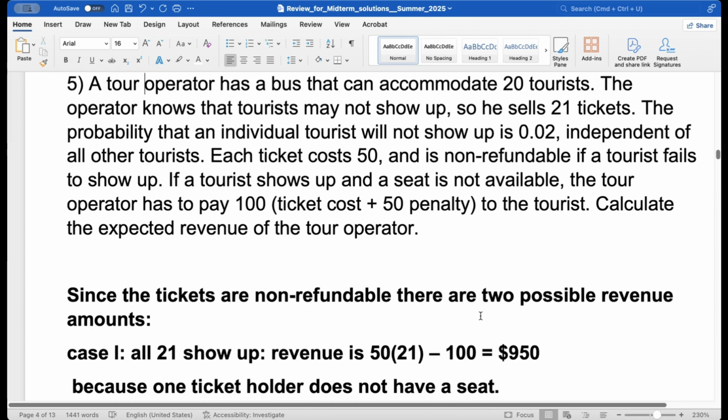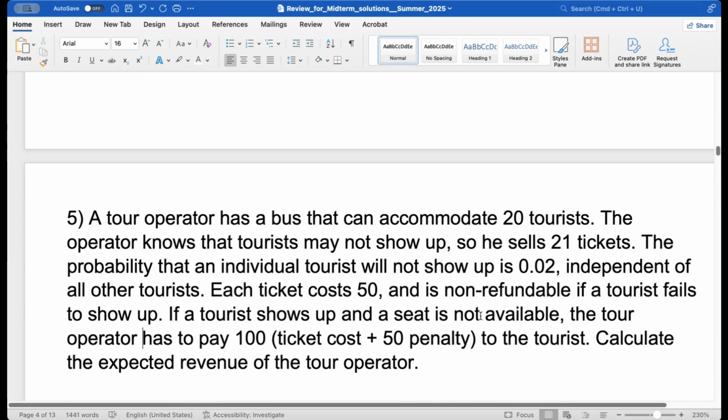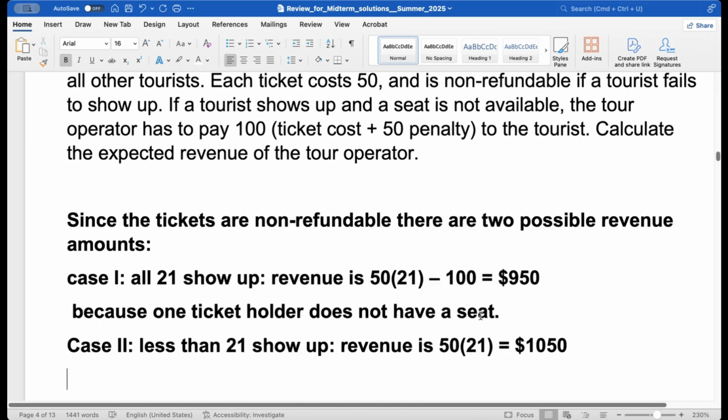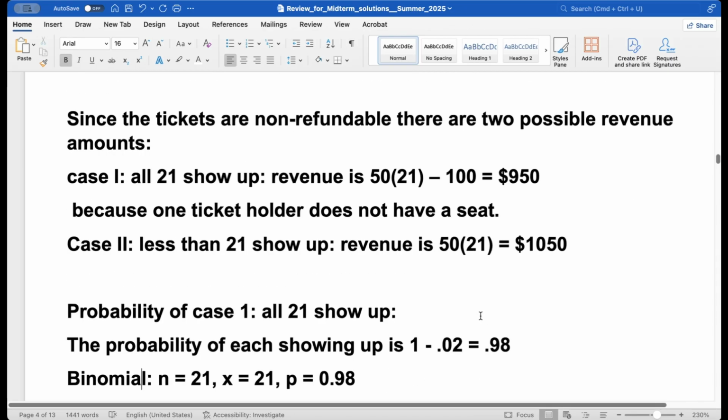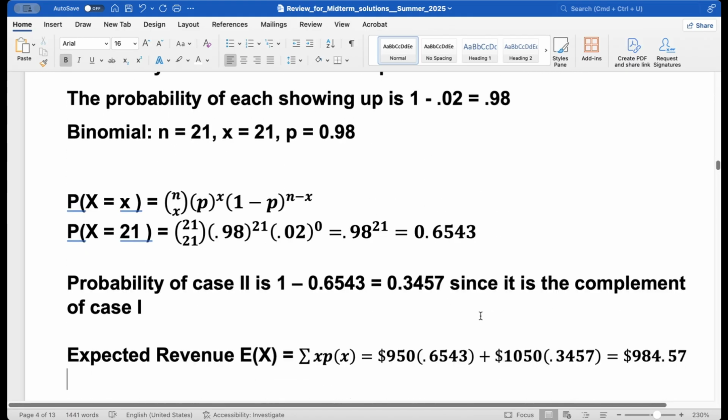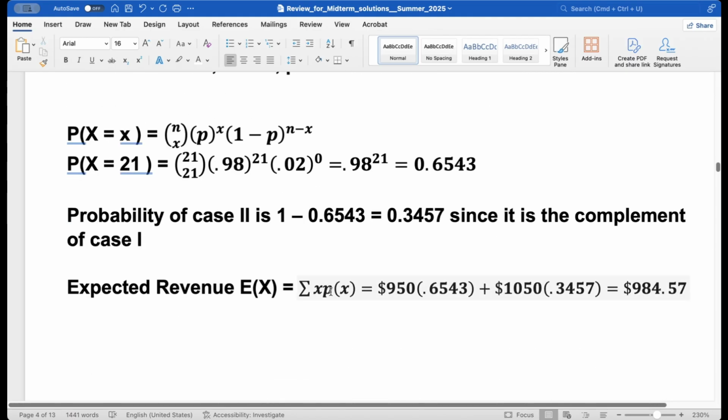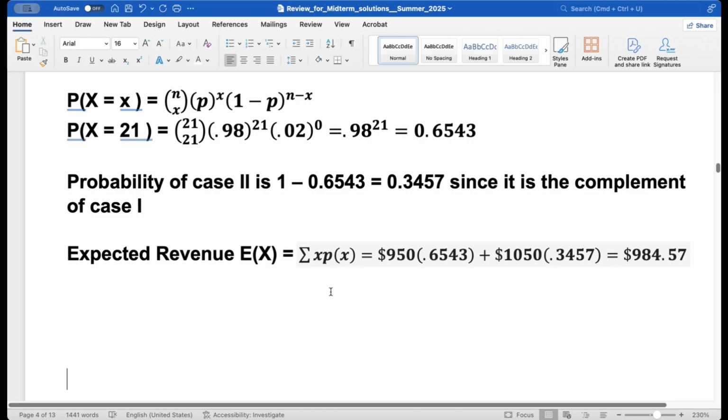So again, a little bit tricky, a lot of wording here. There's 2 possible outcomes. Everyone shows up, you have to refund and pay the penalty. You lose $100 from the total that came in. You have $950. If anything else happens, one or more people don't show up, you keep all $1050. We found those corresponding probabilities and then did the expected revenue formula.